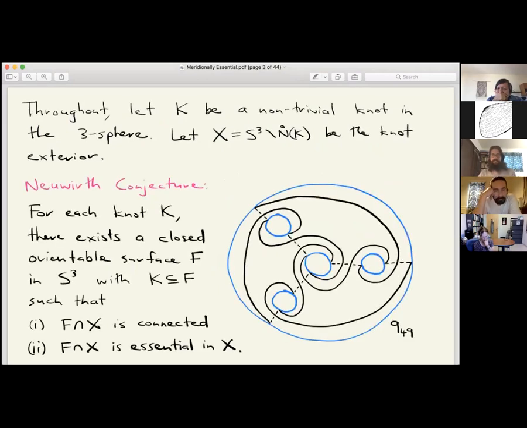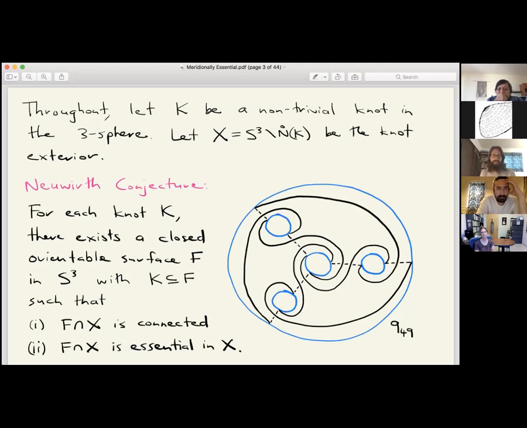Now, just sort of for introduction, I want to mention this conjecture, which is still open as of today. And this is called the Neuwirth conjecture. It's sort of a geometric version. There is an algebraic version that was solved by Culler and Shalen using the A-polynomial character variety. But the geometric version is still open.